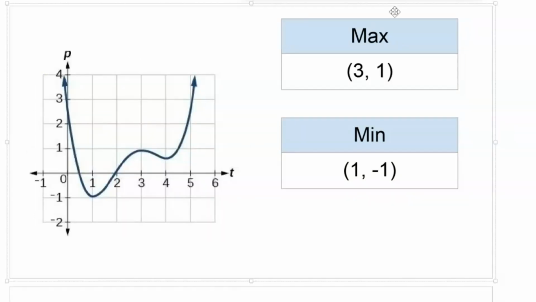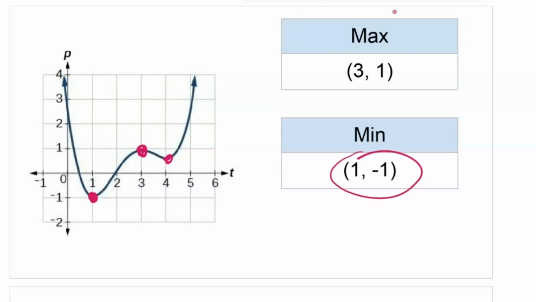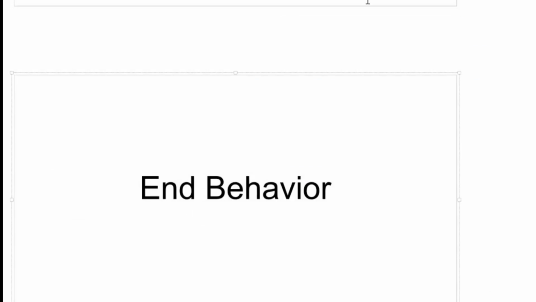Here's another graph where we can identify the max and min. So we have a max right here at 3, 1, and then the min would be over here at 1, -1. You can see we have another min right here, but it's not the absolute minimum. So if you're trying to find the absolute minimum, then you would look at the lowest point, which would be 1, -1.